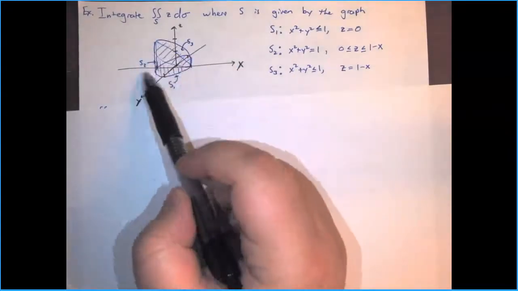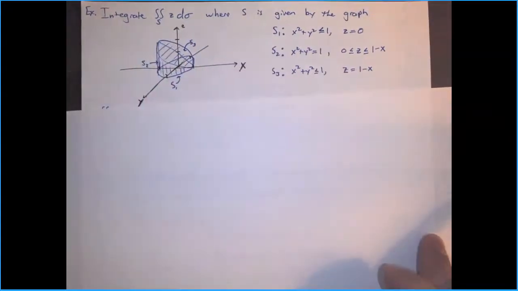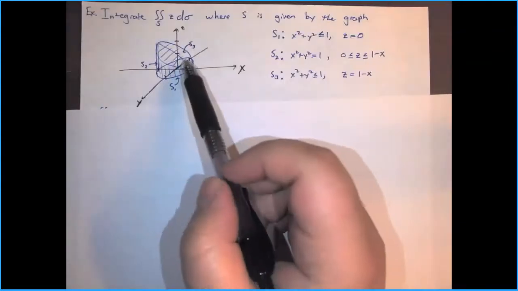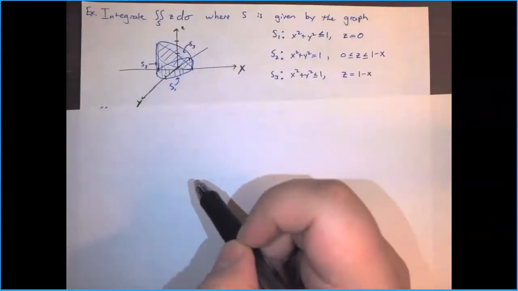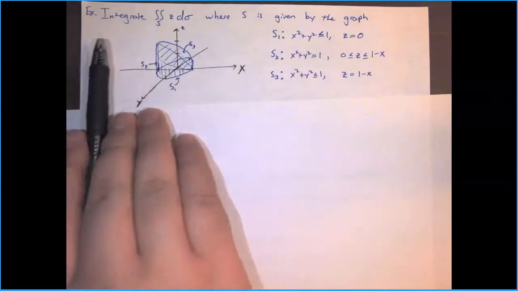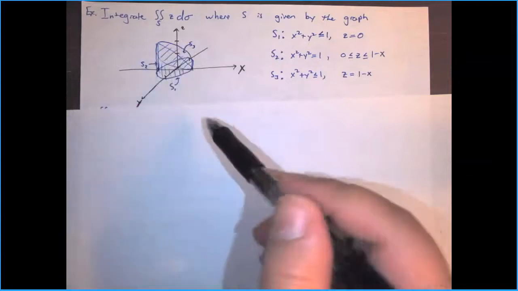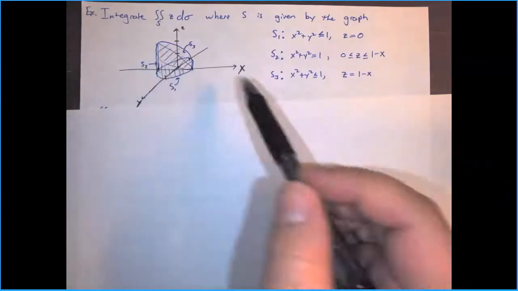So I want to integrate z over this surface, and it's given by this graph. It's actually made up of 3 smooth surfaces. So we can think of this surface as a solid cylinder that's been cut diagonally, and so then it's just the surface of that solid. So we want to integrate over the surface of this solid.